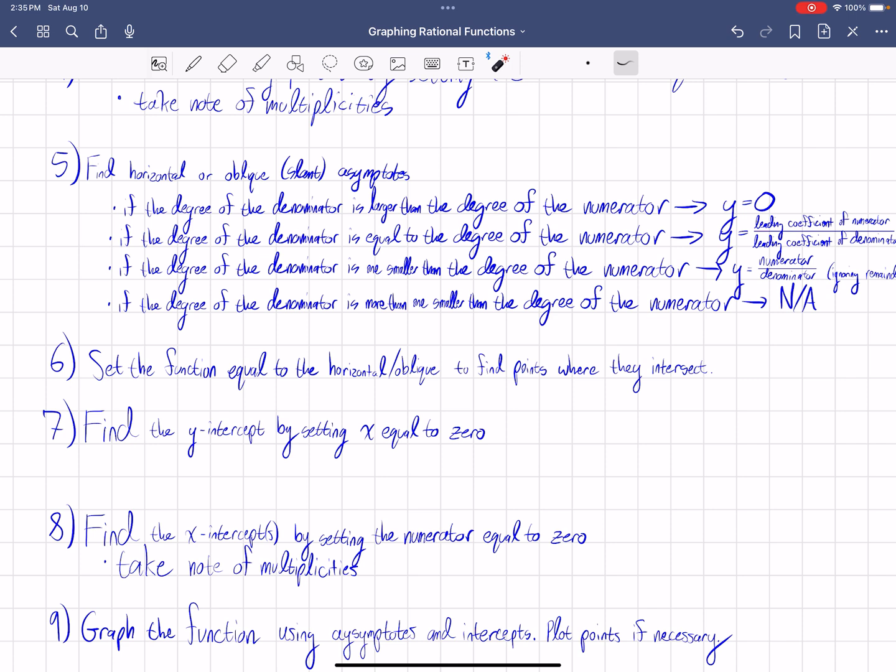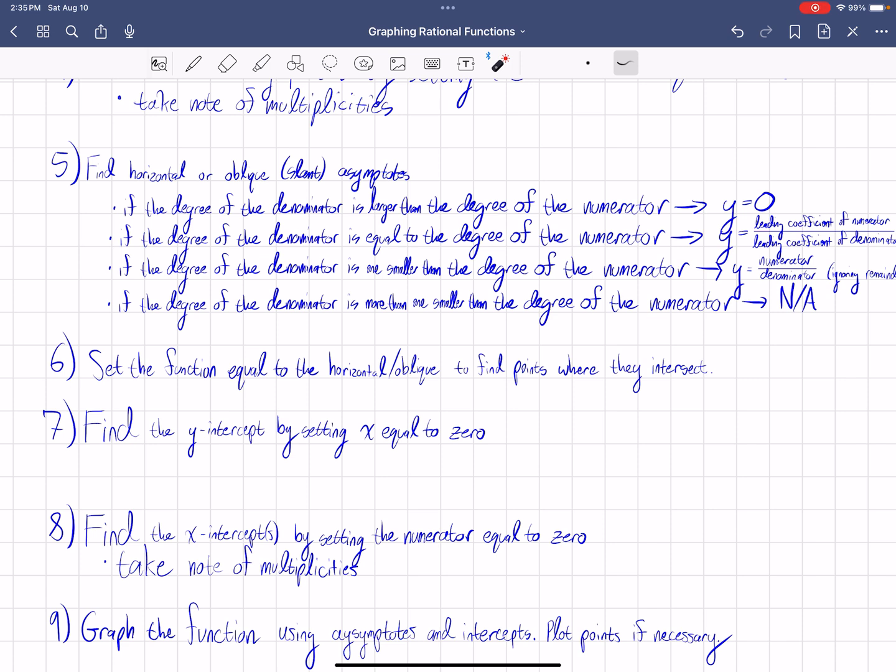It's a common misconception that the graph can't cross horizontal asymptotes. That's not the case. Vertical asymptotes can never be crossed, but horizontal asymptotes are only significant on the very far right end of the graph and the left end of the graph. In the middle, they're unimportant. So you can find out whether your graph crosses through an asymptote by setting it equal to the function. So that's step 6. Step 7, find the y-intercept.